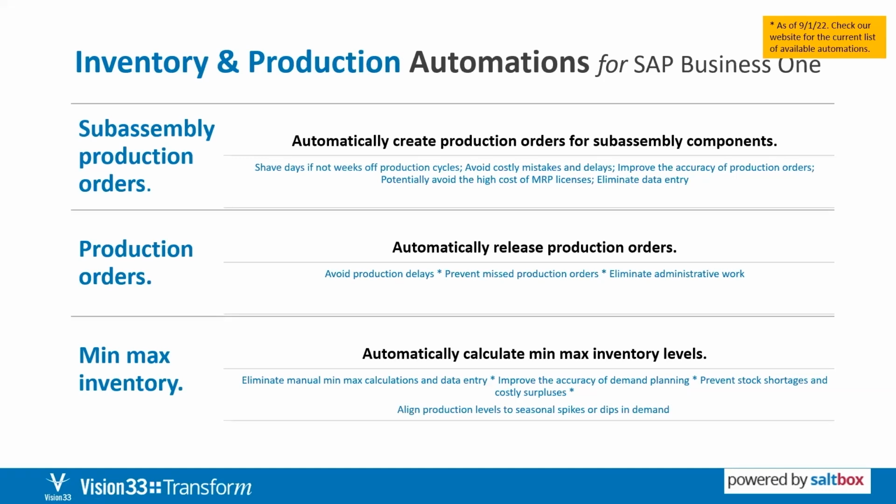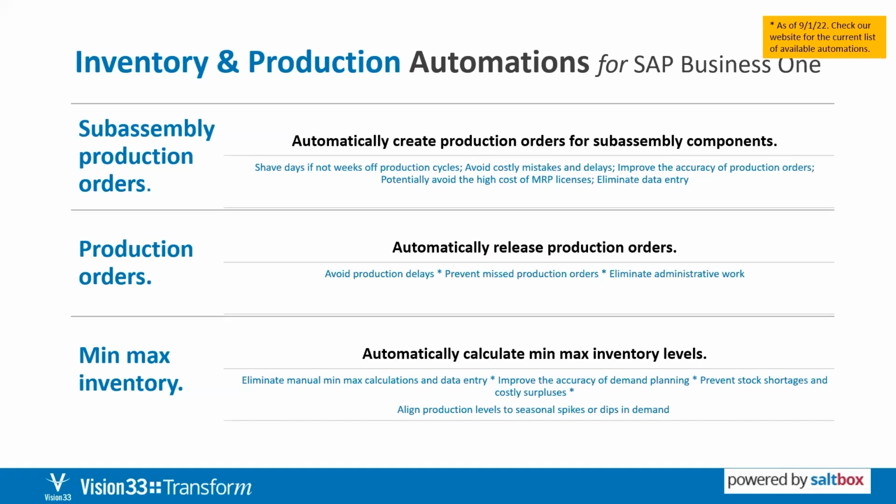Subassembly production orders, one of my favorites actually, is the ability to create production orders for subassembly components. You might think that if you created a production order and it had several subassembly production orders within it, SAP Business One would automatically create those for you. It does not. But with this automation active, yes, it can. And that can be a great time saver and can prevent a lot of errors and things being missed so that your production schedule stays on track.